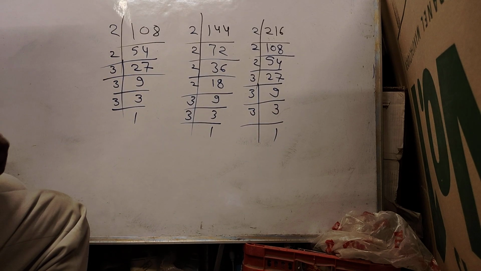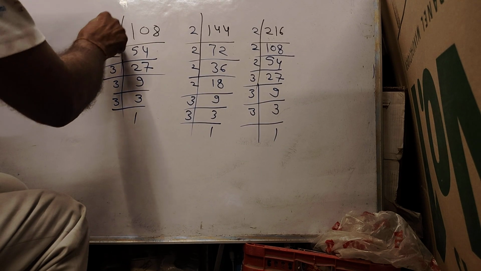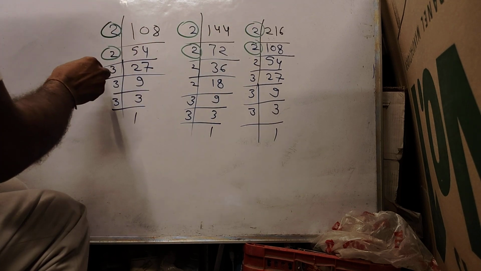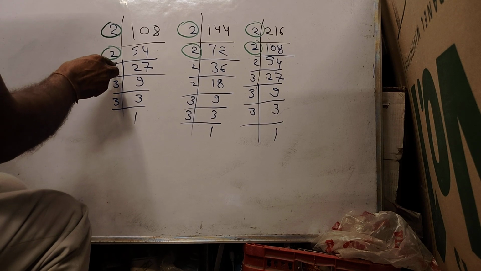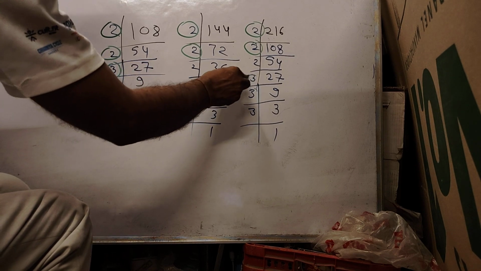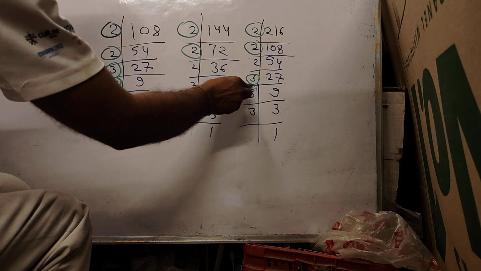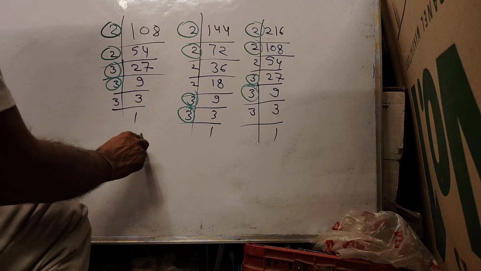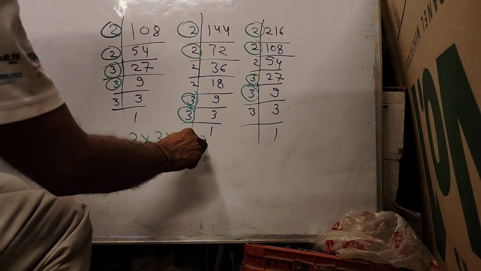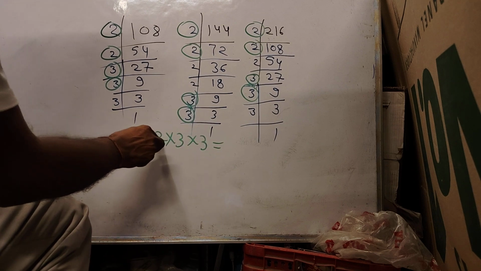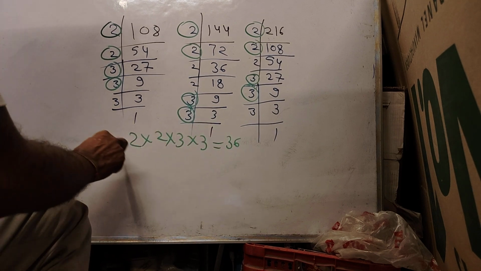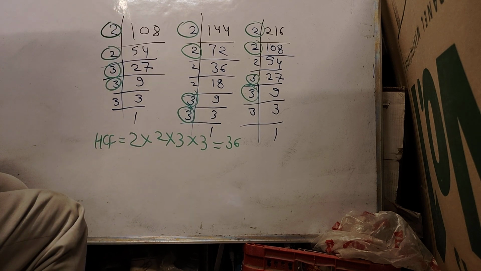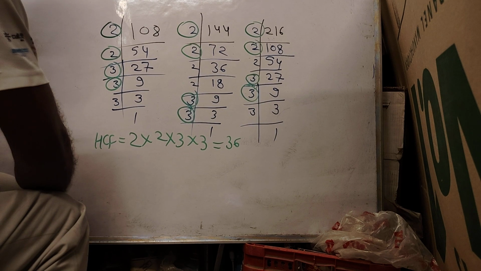Now come to common factors. Common in the first is 2, then again 2 is available in all three. Then the next 2 is not available now. 3 is available in all three. So we take 3, then again 3. That's it. So 2 multiply 2, so 2, 2, 3, 3. So 2 times 2 is 4, and 4 times 3 is 12, times 3 is 36. 36 is the HCF, the highest common factor, or the greatest number that divides these three numbers without any remainder.